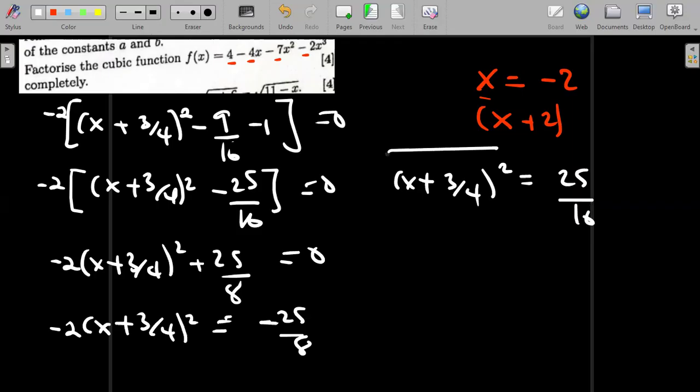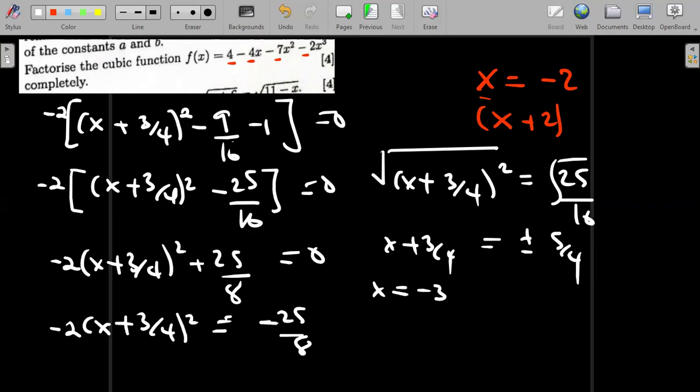Then I can introduce the square root here and there. Then I have x plus 3 over 4, and this is going to be plus or minus 5 over 4. Then x is going to be equal to negative 3 over 4, then plus or minus 5 over 4. Then this here is going to work out that my x is equal to 1 over 2, and the other value is going to be x equal to, where did the 25 come from?